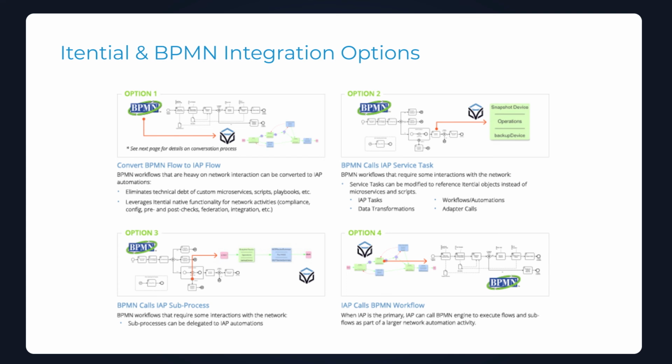Second would be where a BPMN system calls an IAP service task. So in this case, the majority of execution is happening in the BPMN workflow by the BPMN engine. And instead of referencing a script, a service task can reference a function from the Itential platform. Third would be around BPMN outsourcing an entire sub-process to an IAP workflow.